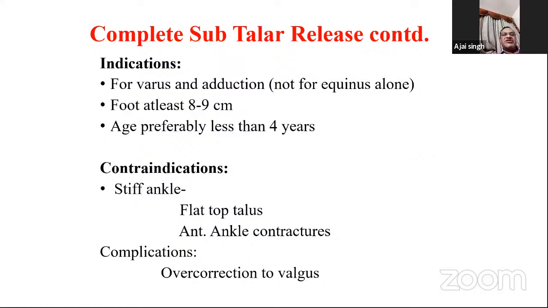Indications of complete subtalar release are for varus and adduction deformity, but it is not for equinus alone. The foot should be at least 8 to 9 centimeters, so that we have proper anatomy, and preferably the child should be less than 4 years old. Contraindications are the stiff ankle, and the complications are overcorrection of valgus or translation of the calcaneum over the talus. Next, please.